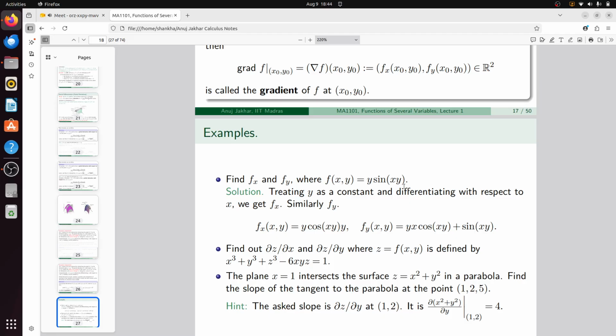Now fy(x,y) is the same, your y sin(xy). If you take the derivative with respect to y, del f del y is xy cos(xy) plus sin(xy).